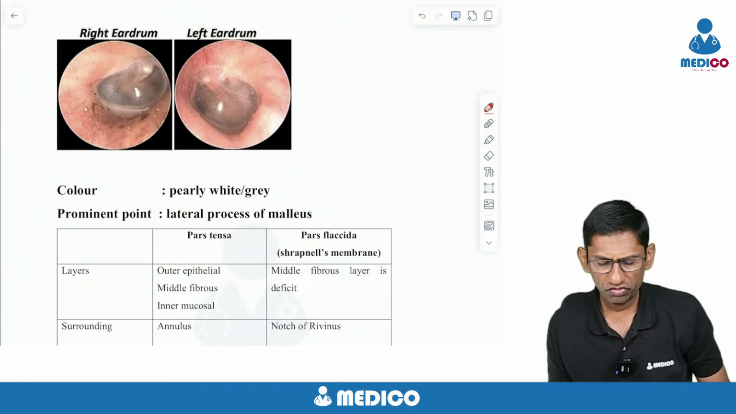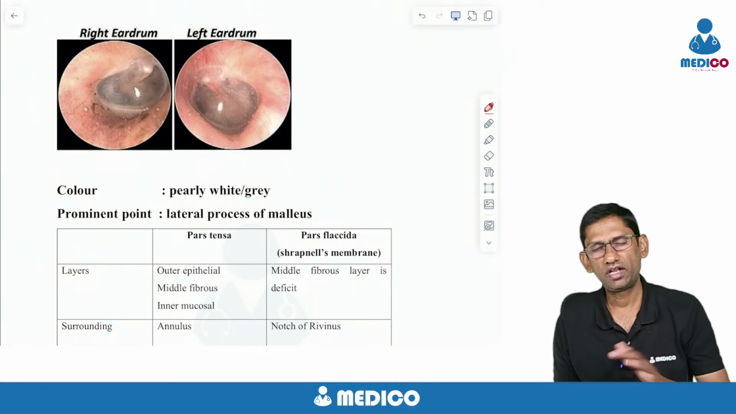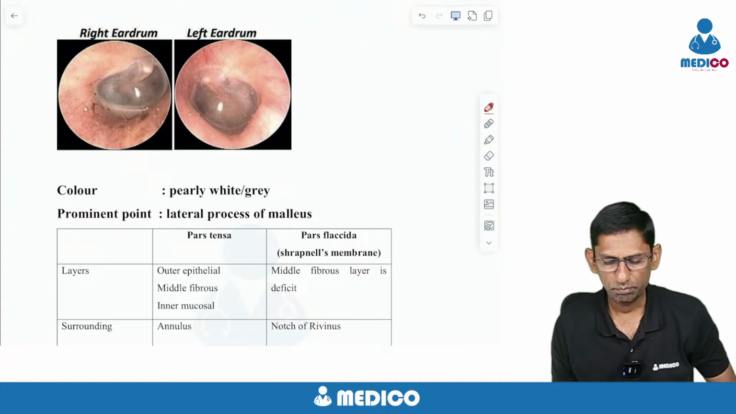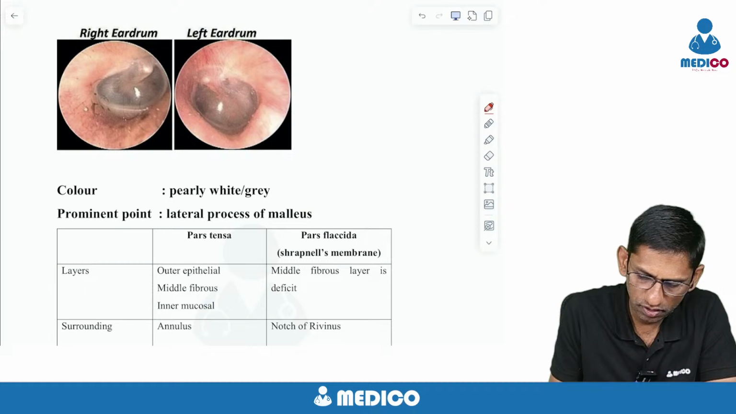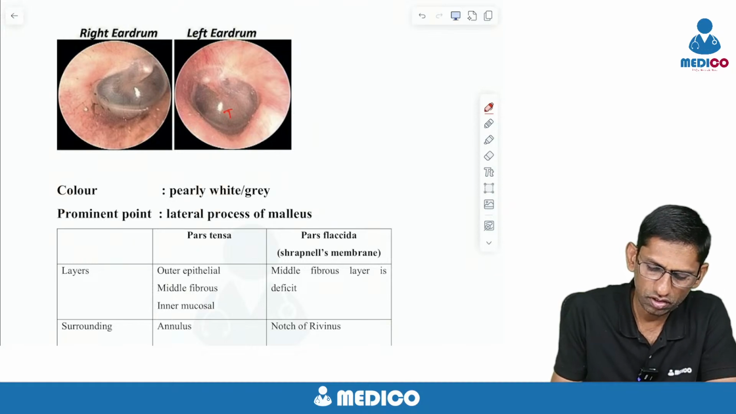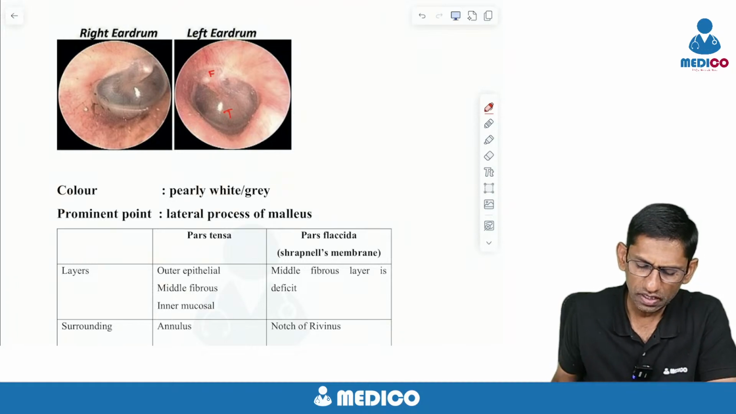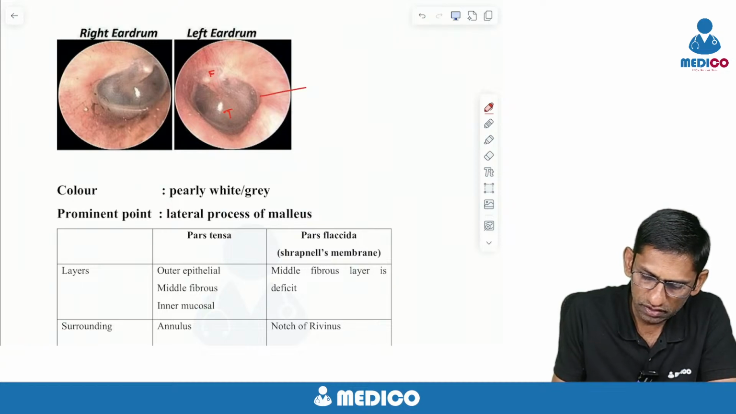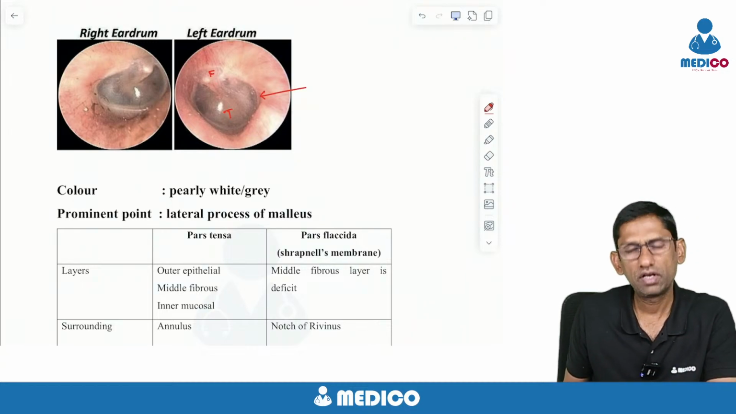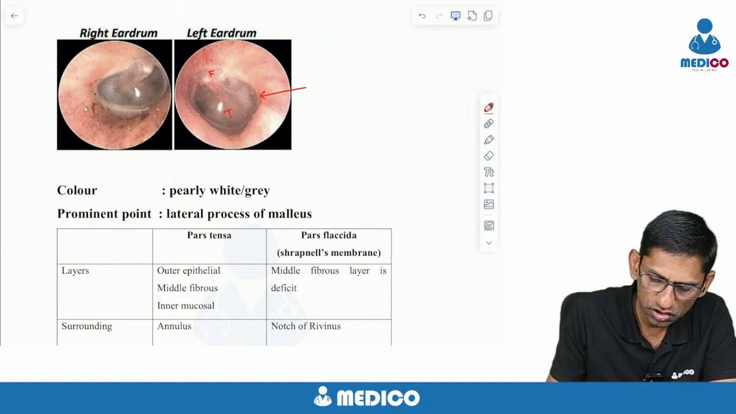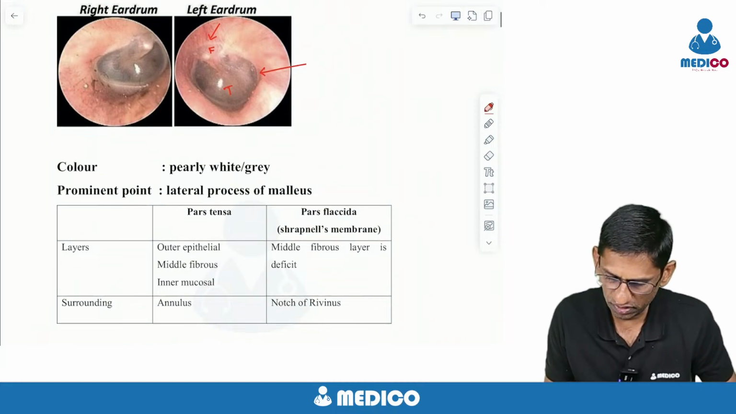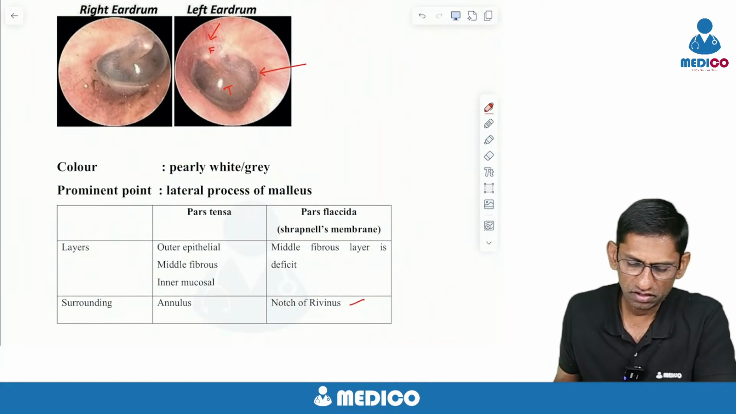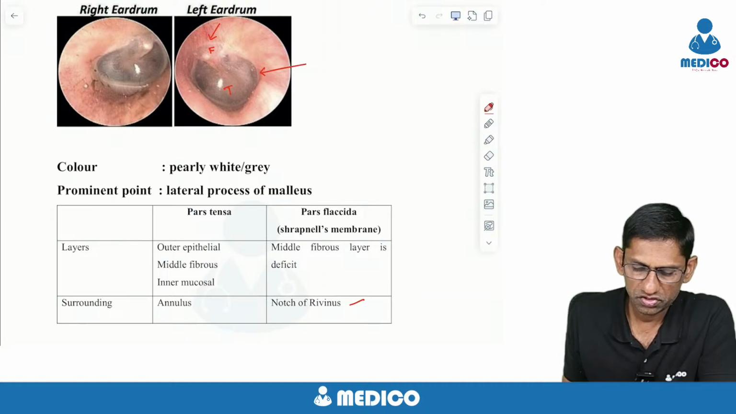A few points regarding the tympanic membrane first, and then we will move on to the Prussak's space picture. So we have this tympanic membrane. I told you this bigger part is pars tensa and the smaller part is pars flaccida, and the tensa is lined by a fibrous ring called annulus, and the pars flaccida does not have this annulus. It is a bare bony rim, and that is called the notch of Rivinus. It is all given in this tabular column. And the pars flaccida is otherwise called Shrapnell's membrane.